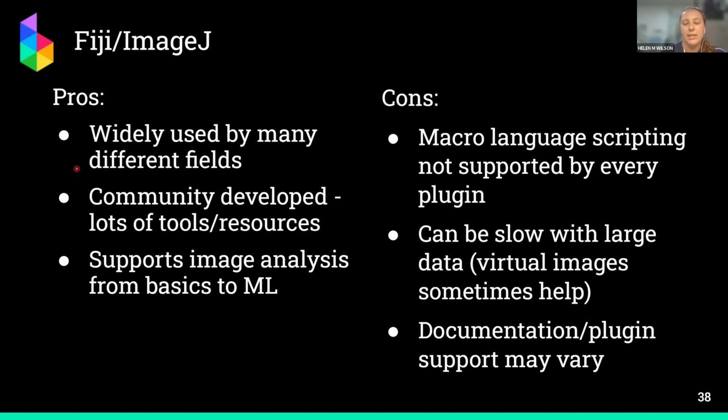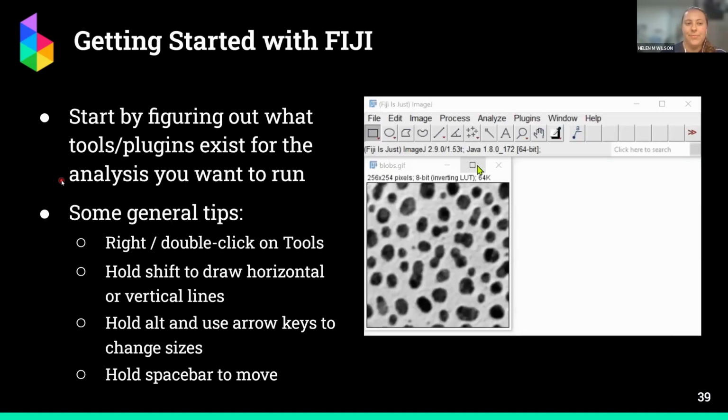Some of the cons is probably that macro language. If you're looking for an easy way to get into coding, the macro scripting language within Fiji cannot be supported by every plugin because it depends what the developers have written. Fiji can be somewhat slow with very large data. Virtual images can help with that, but you don't necessarily have all of the tool functionalities that you might like. And then documentation and plugin support may vary. So you might be trying to use a plugin that was developed 10 years ago that may have some bugs or may not work as it could.